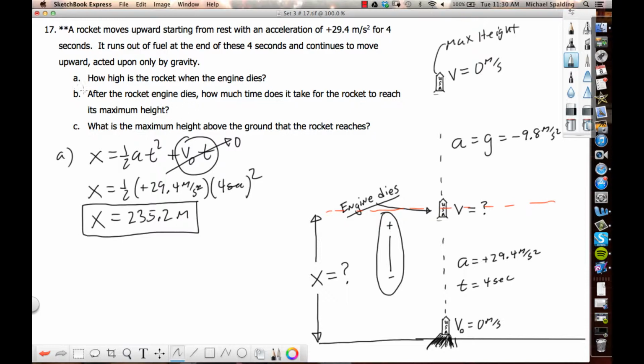Okay, question B. After the rocket engine dies, how much time does it take for the rocket to reach the maximum height? So we're looking for the time for the second part. We want the time from where the engine dies to here, right? What is the time for this journey? Do we have enough information yet? No, we do not. We can't solve for this in one step. We have to find something first. What do we have to find first?